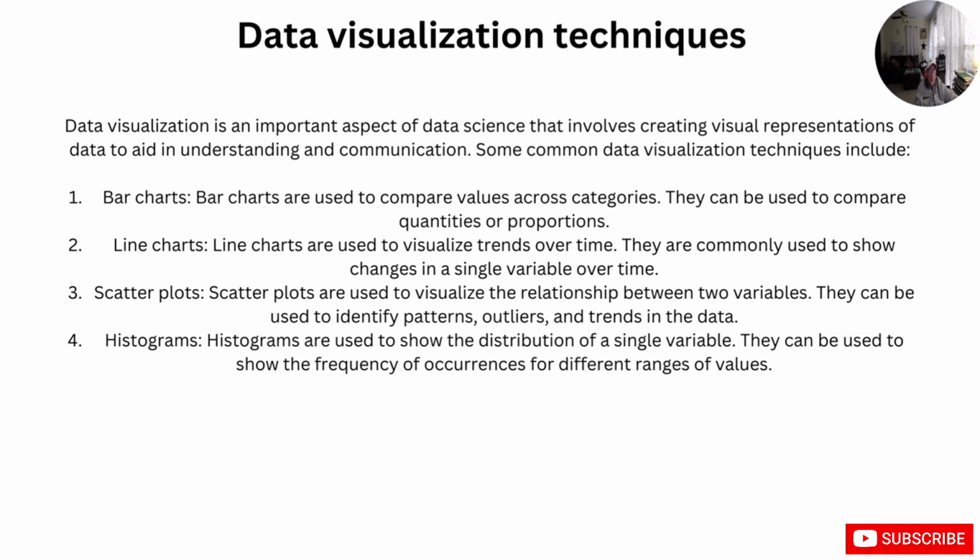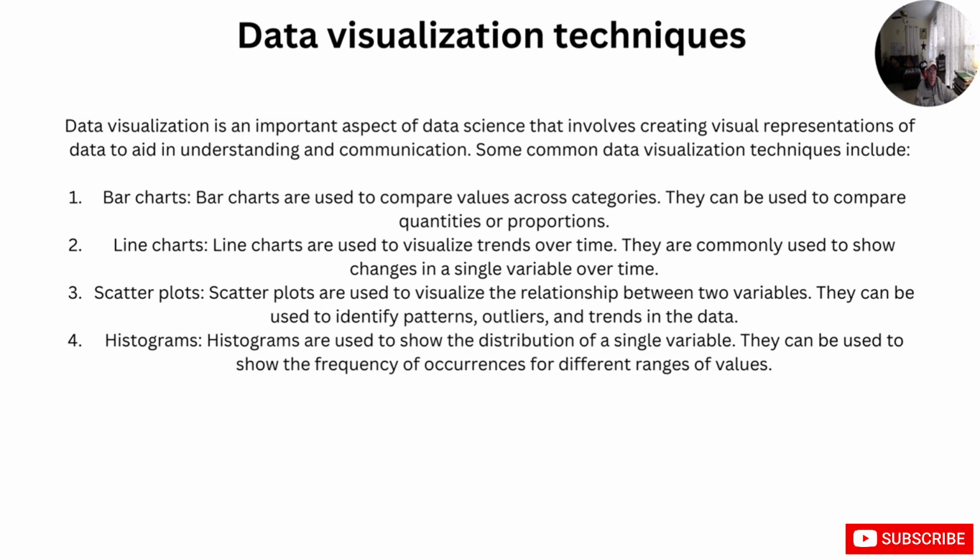Number two, line charts. Line charts are used to visualize trends over time. They are commonly used to show changes in a single variable over time. Number three, scatter plots. Scatter plots are used to visualize the relationship between two variables. They can be used to identify patterns, outliers, and trends in the data.